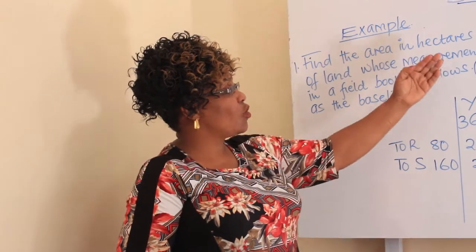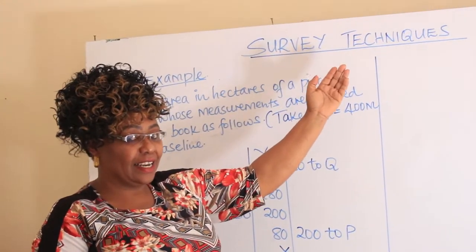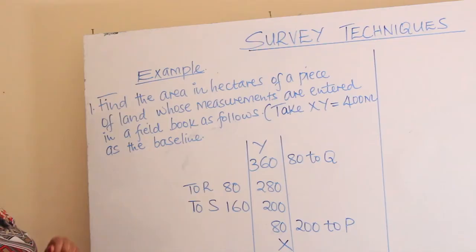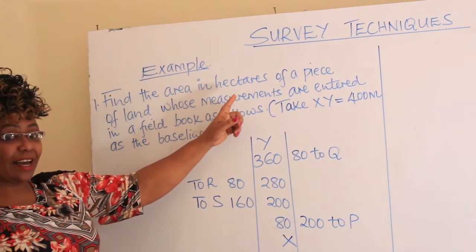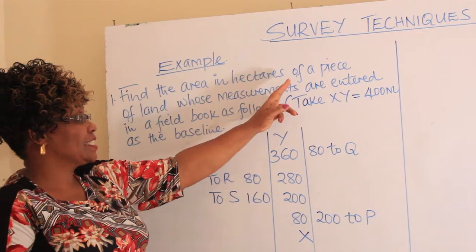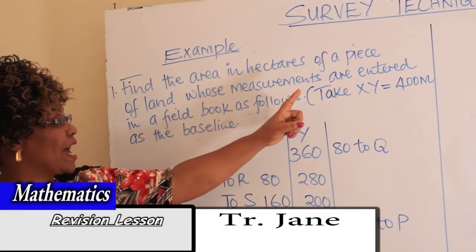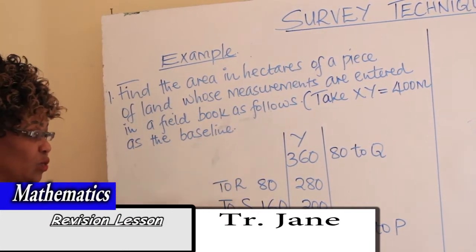Looking at what we call survey techniques. Survey techniques, that is surveying. Let us look at this example. Find the area in hectares of a piece of land whose measurements are entered in a field book as follows.